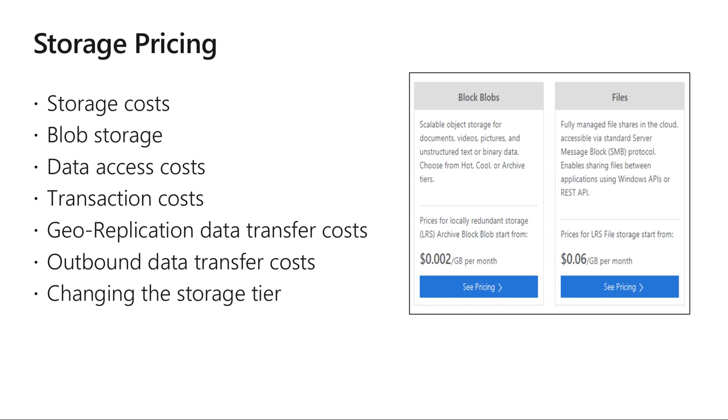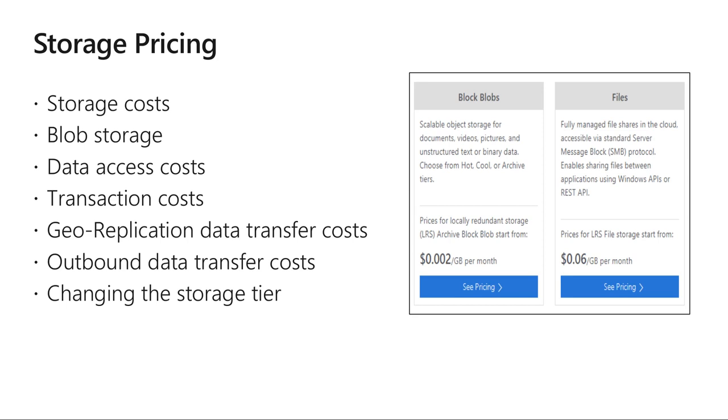And outbound data transfer cost. This incurs billing for bandwidth usage on a per gigabyte basis as well. And also transaction cost. So the per transaction charge for all the tiers increases as a tier gets cooler.